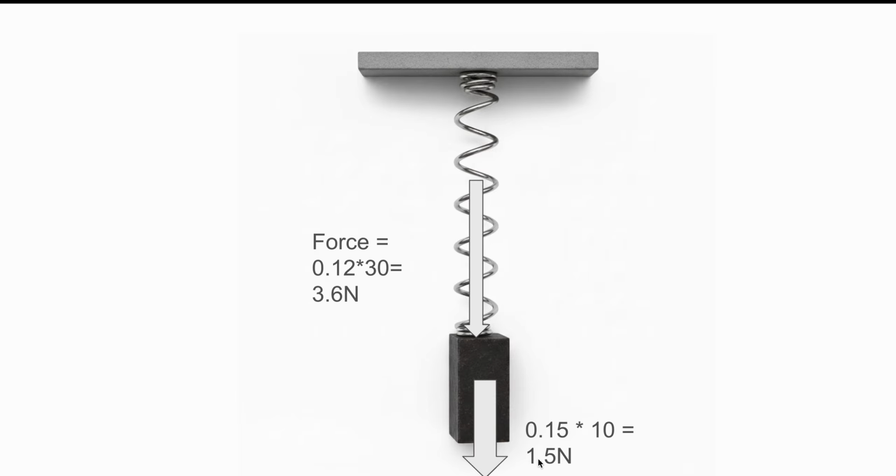If you want to calculate the weight acting on it, we're just going to use weight is equal to mass times gravitational field strength, which is just going to give us 1.5. And to calculate the force, we're going to use Hooke's law, which is extension times the constant, to give us the force. This is going to be 3.6. This is the initial case. These are the two forces acting downwards. They both are acting downwards.